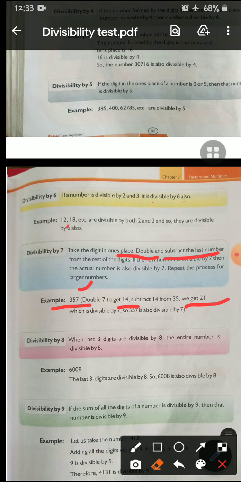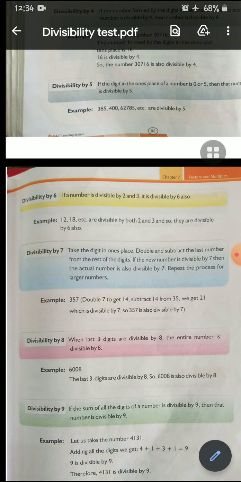In the divisibility of 7, first you have to take the digit which is at ones place. After that you have to double that digit, and on doubling, the answer you get, you have to subtract that number from the remaining digits. On subtracting, if your answer is divisible by 7, it means that number is also divisible by 7. If your answer is not divisible by 7, it means the number is not divisible by 7.